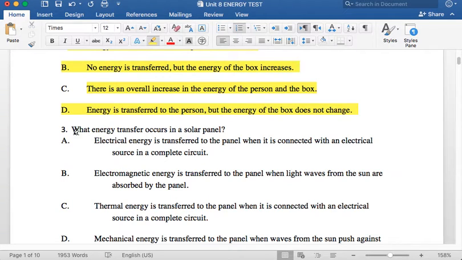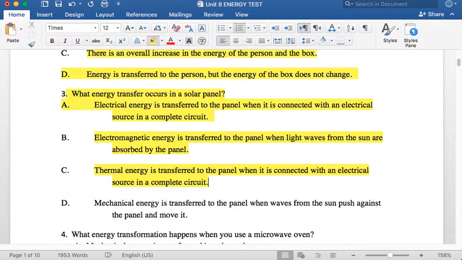Number 3. What energy transfer occurs in a solar panel? What type of energy transfer occurs in a solar panel? A. Electrical energy is transferred to the panel when it is connected with an electrical source in a complete circuit. B. Electromagnetic energy is transferred to the panel when light waves from the sun are absorbed by the panel.